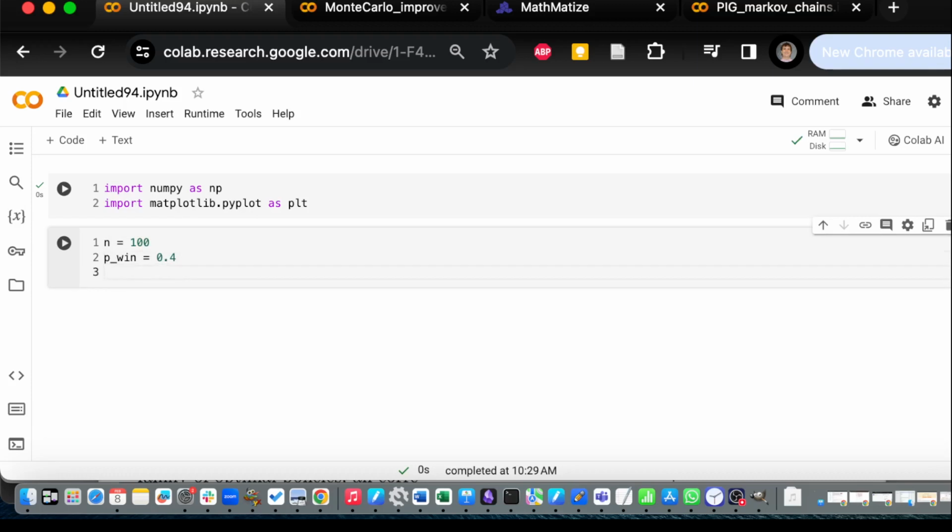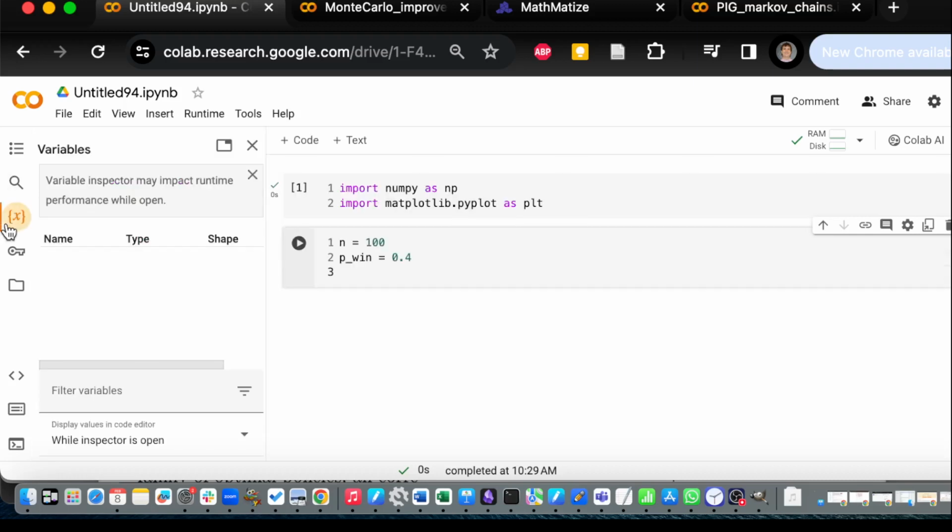If this was your lab, then n and p win would be inputs to the function, and you would write the function. Because I'm writing it as a block, we'll be able to follow along in the variable explorer to see what the value of everything is. That'll help us debug as we go. If you want to convert it to a function, we'll do that at the end. So we got n and p win.